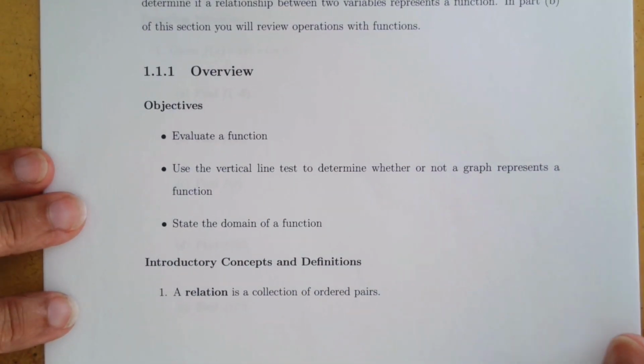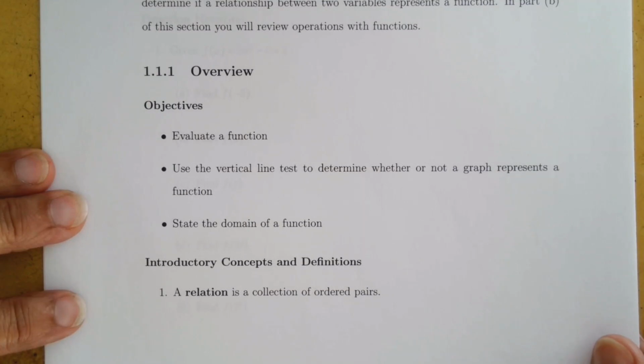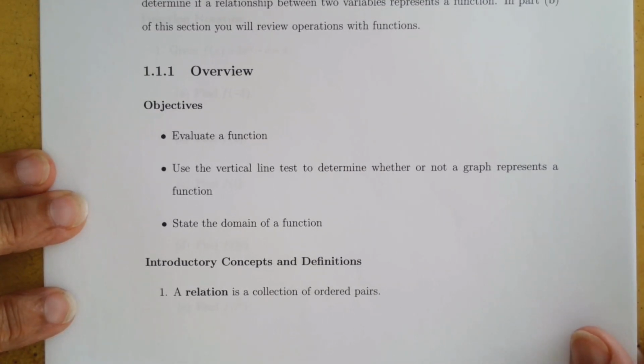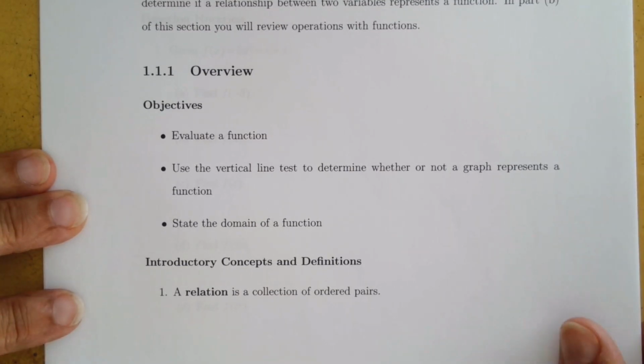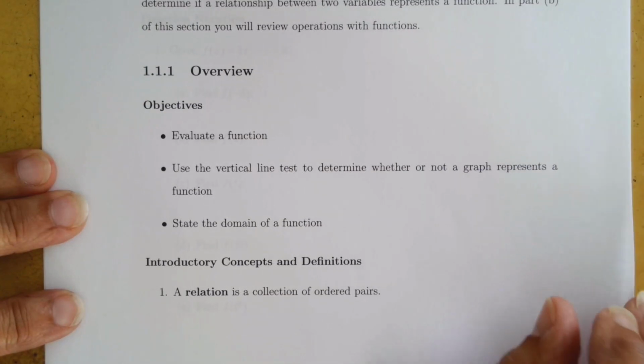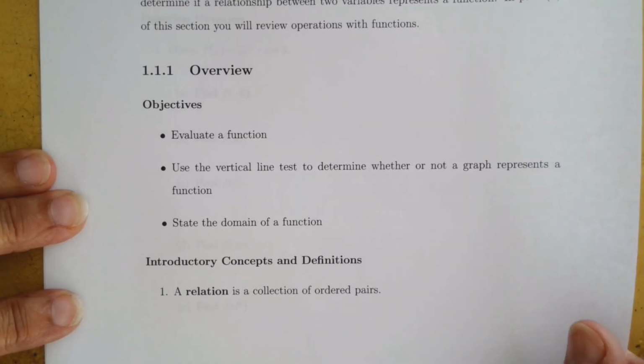All right, so then we just have our overview of what we're going to cover. So today in section 1.1, we're going to look at evaluating a function. We're going to go back and look at the vertical line test and see how that helps us determine whether or not a graph is a function or not. And then we're going to look at finding the domain of a function, which is very important in this course. Okay?